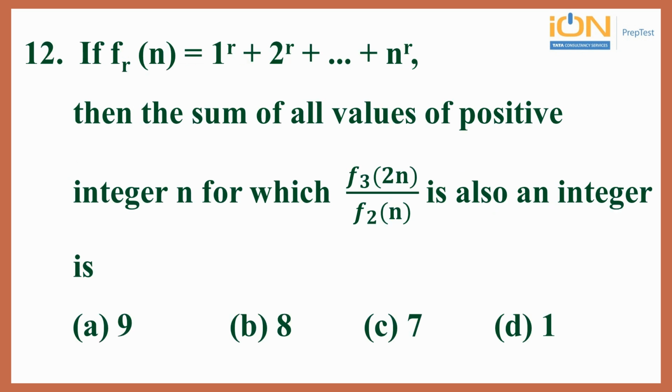Let's move to the next question, question number 12. If f_r(n) is equal to 1^r plus 2^r plus 3^r and so on up to n^r, then the sum of all values of positive integer n for which f_3(2n) divided by f_2(n) is also an integer is first option 9, second option 8, third option 7, and fourth option 1.